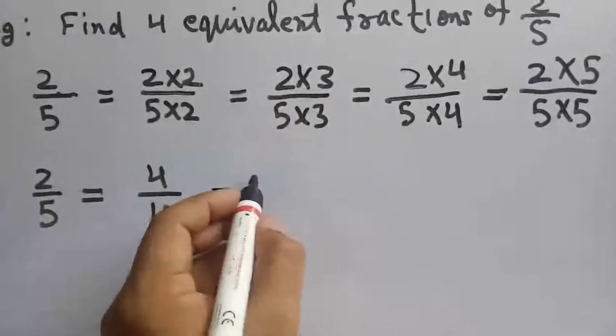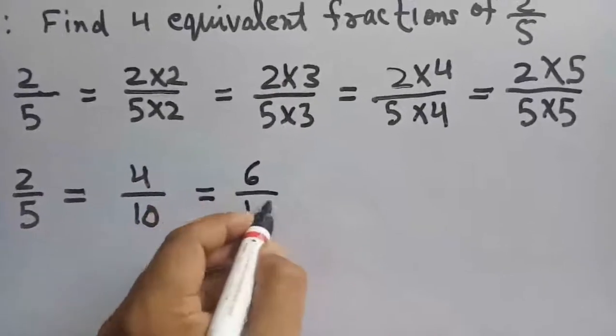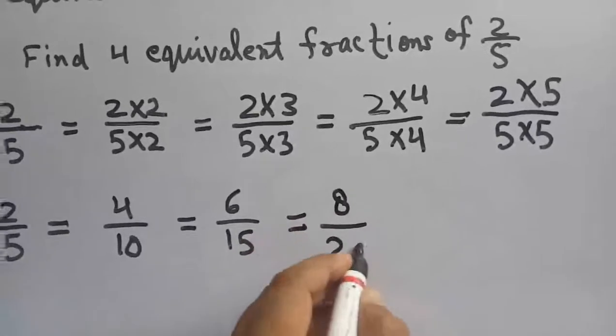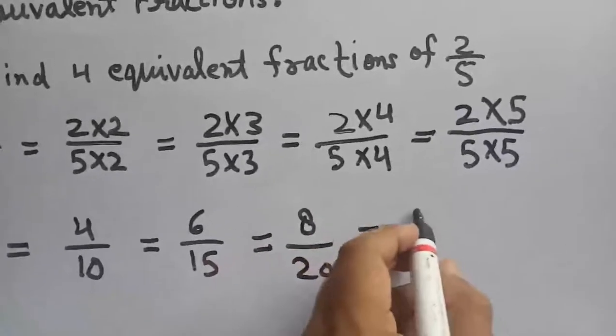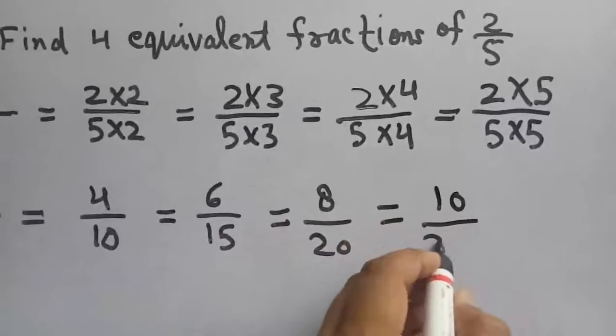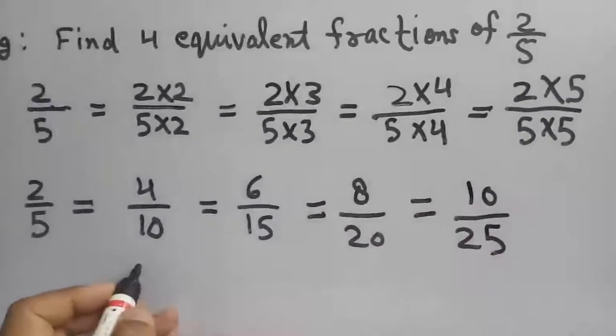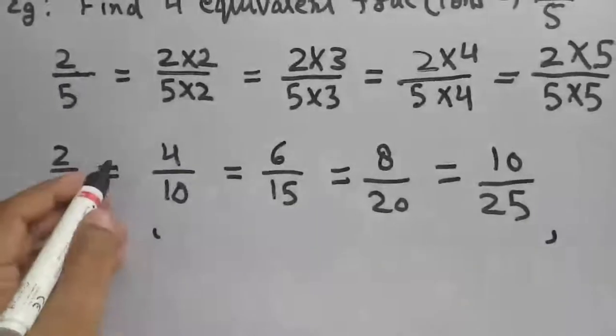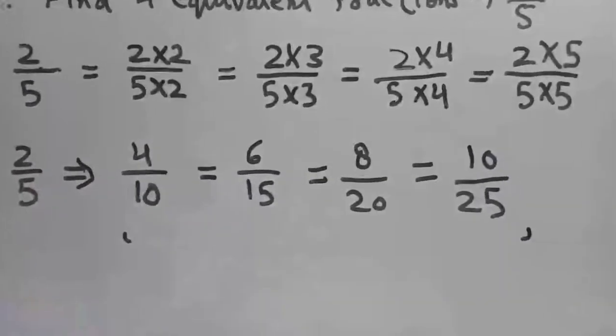2 3s are 6, 5 3s are 15, 2 4s are 8 and 5 4s are 20, and 2 5s are 10 and 5 5s are 25. So these fractions are equivalent to 2 upon 5.